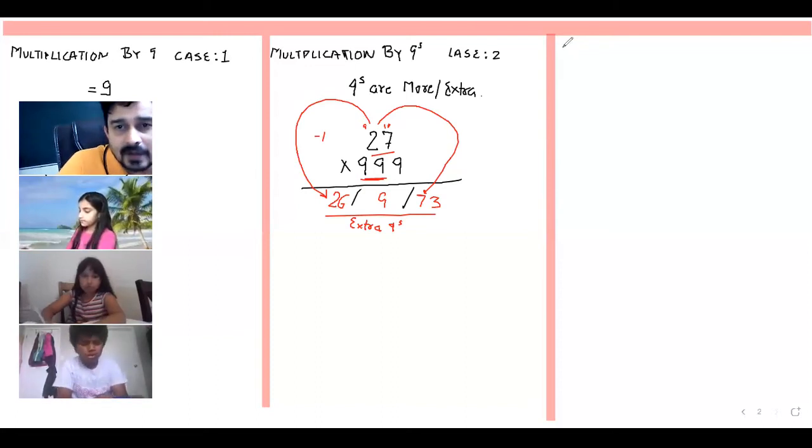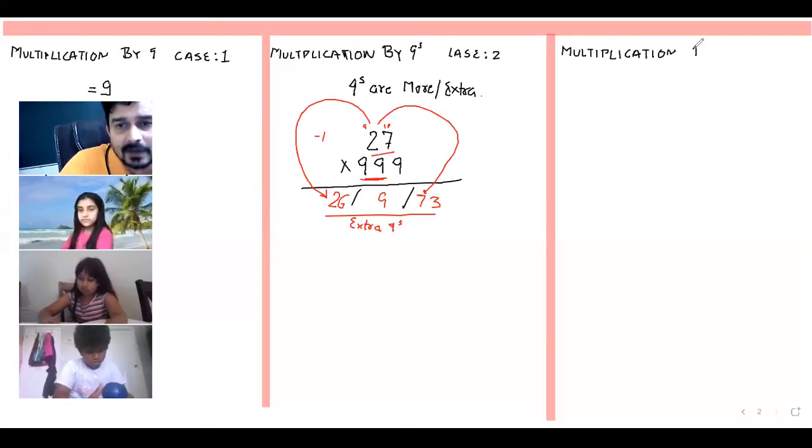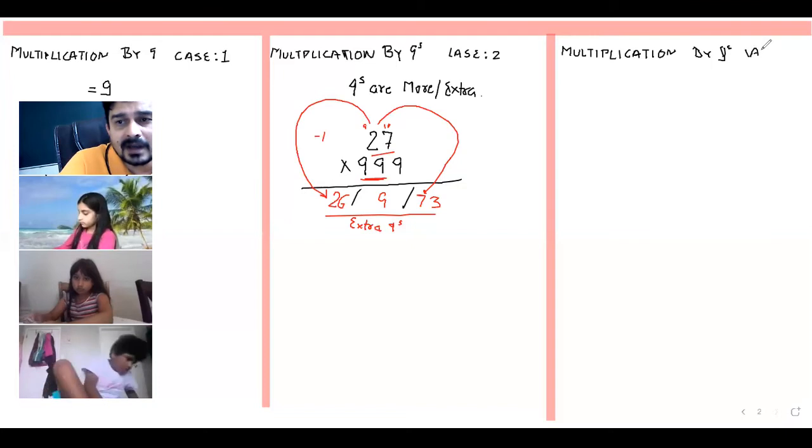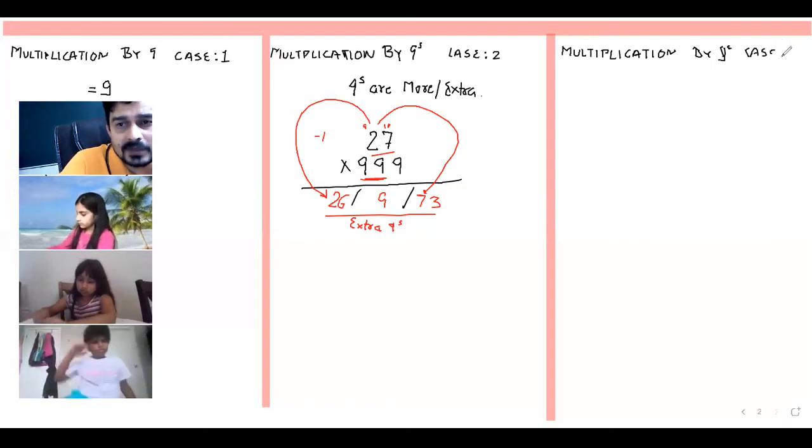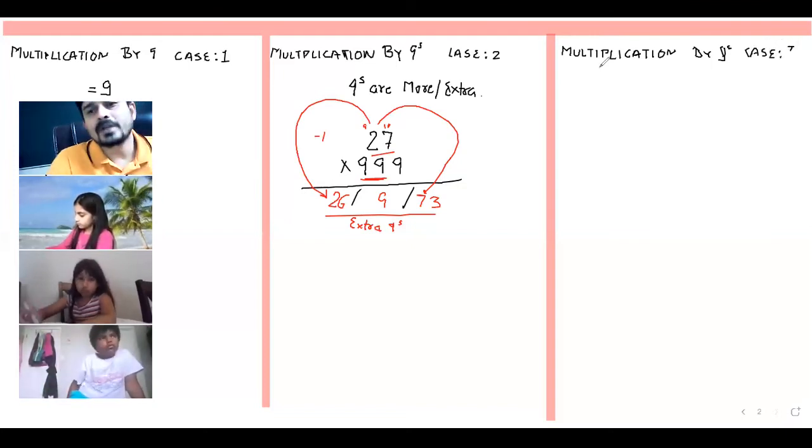You have all this in your notes. You don't need to focus on writing, or you can click the pictures. Just pay attention. We are doing revision. Multiplication by nines, case 3. And I am going to upload this video on the channel. You can easily revise through that also.